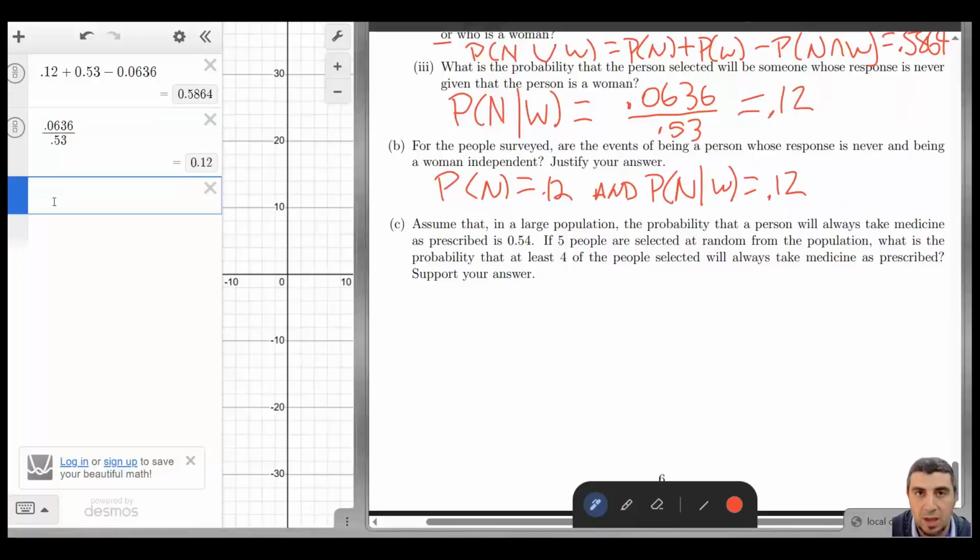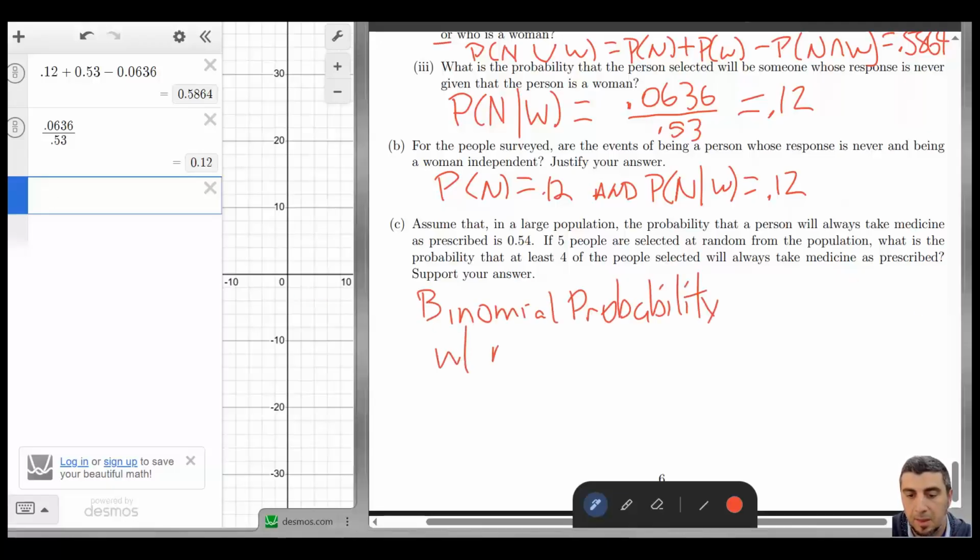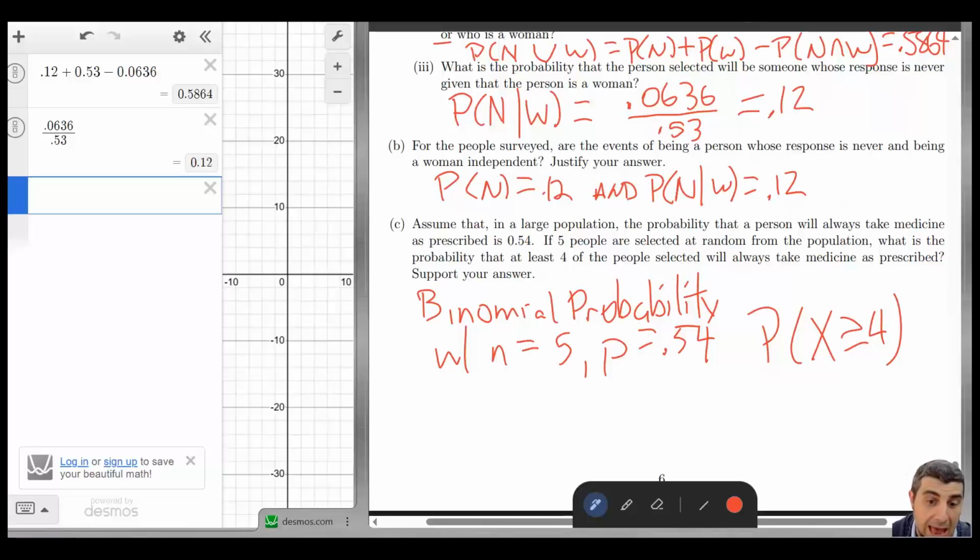Support your answer. You can't just write down the answer. You have to show a little bit of work. Now, we can do this entire problem in Desmos, and we need to make sure that we're writing down the correct information. So for this one, this is a binomial probability with n equals 5 and p equals 0.54. And we want the probability of x greater than or equal to 4. And in this case, you might add that x is the number of people selected that take their medicine regularly.